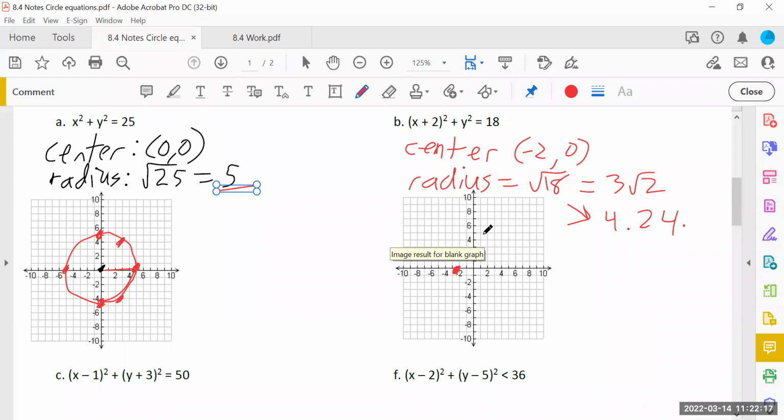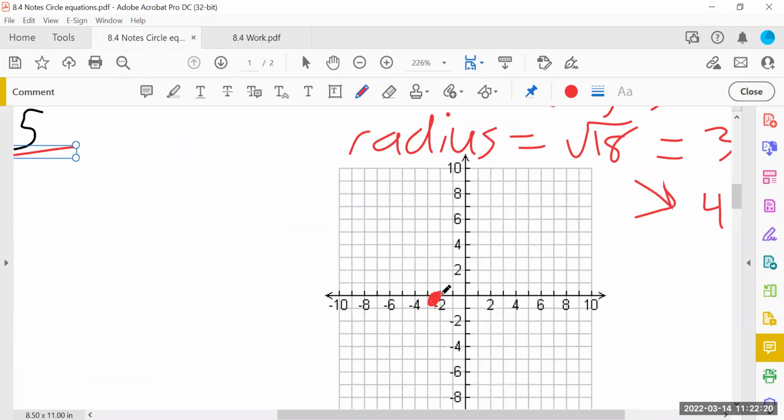So what I'm going to do is graph from my point here at -2, 0, I'm going to count right 1, 2, 3, 4, and a little bit. I'm just going to go a little bit past. Up 1, 2, 3, 4, and a little bit. Left 1, 2, 3, 4, and a little bit. And down 1, 2, 3, 4, and a little bit. Connect those dots. And that will be our circle.